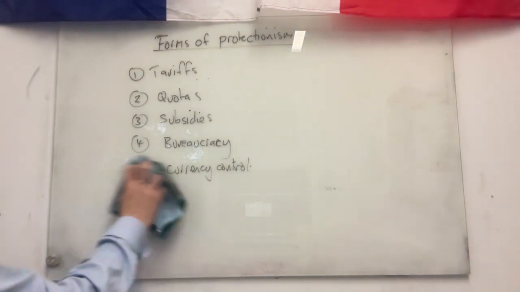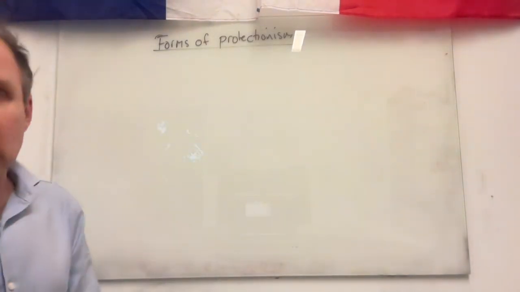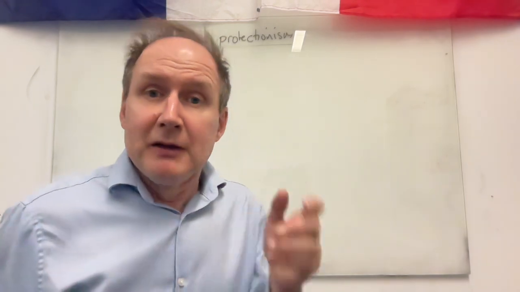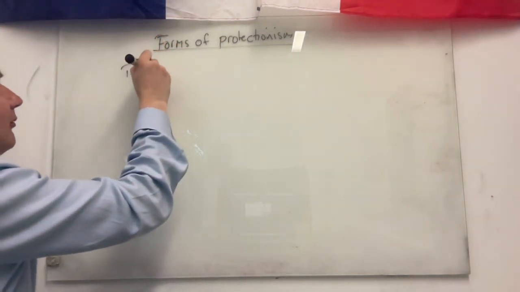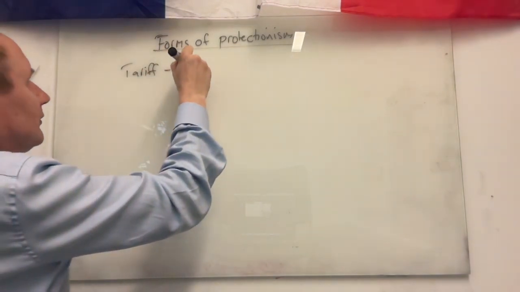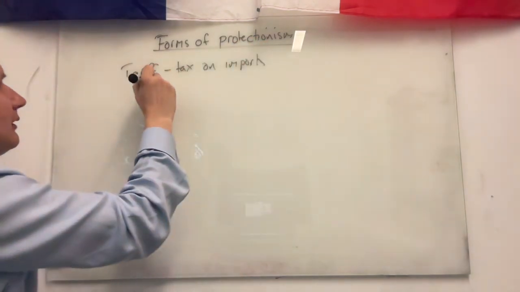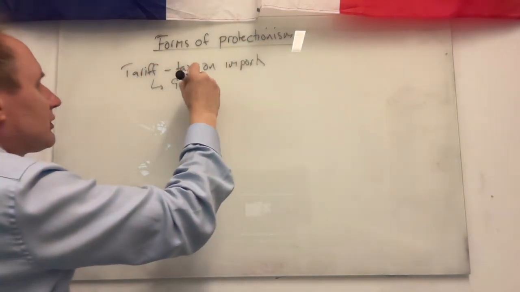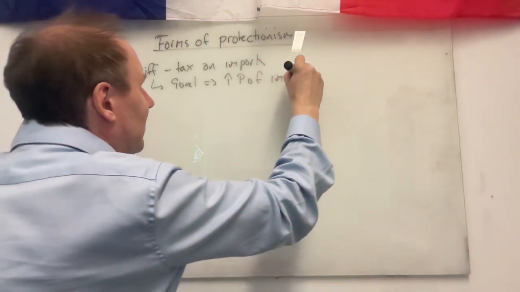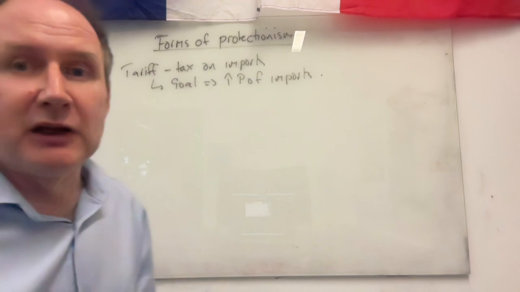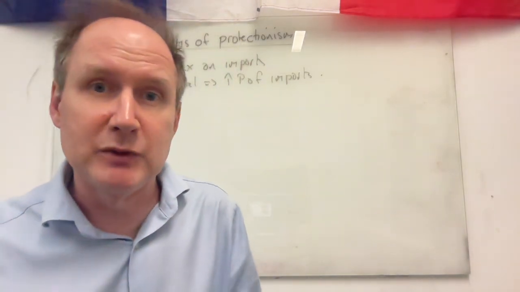In this video, I'll talk about tariffs, which will take a while to explain properly, and then I'll do the others in the next one. So, what is a tariff? A tariff, very simply, is a tax on imports. Its goal, obviously, is to drive up the price of imports, allowing local firms to take more of the market. It also raises revenue for the government, as we talked about before.